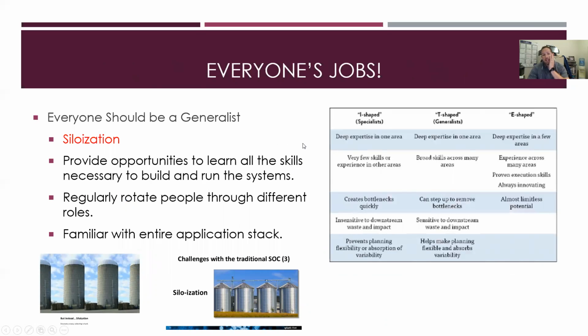One of the things the book talks about is to avoid siloization. Basically, in a company you have all these huge departments, and there are all these silos standing alone. But the problem is that they can have problems with communications and handoffs. So the book talks about how everything should be everyone's job. Everyone is a generalist, and it works if you have smaller teams. We provide opportunities to learn, necessary to build and run the systems, and regularly rotate people through different roles, which I thought was really cool.